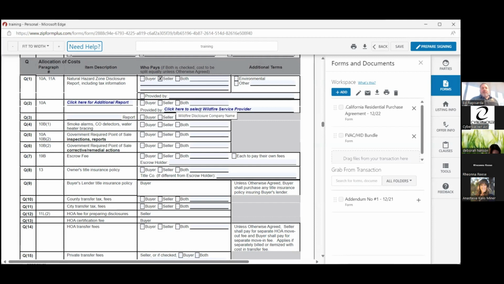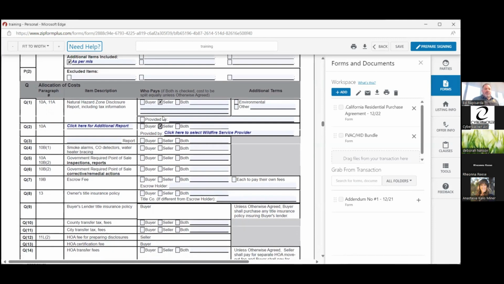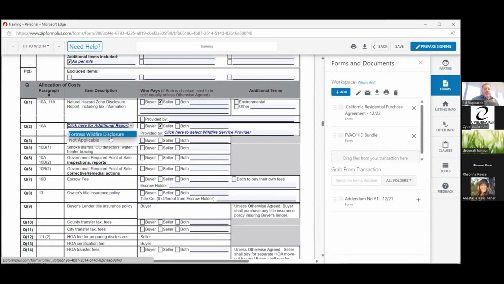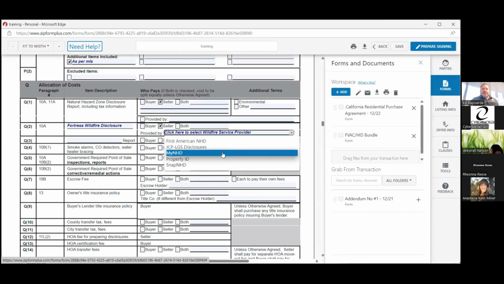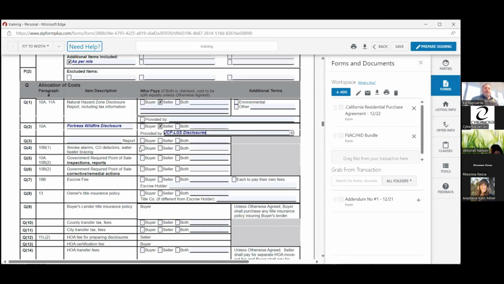So this is newer, the wildfire service provider. What's that? Wildfire service provider. So this is a newer report, the fortress wildfire disclosure, or it's not applicable. So if you're in a high fire hazard area, and then, I have not seen it come across our desk yet. Wouldn't that be provided by the NHD? Are you sure, Kara?